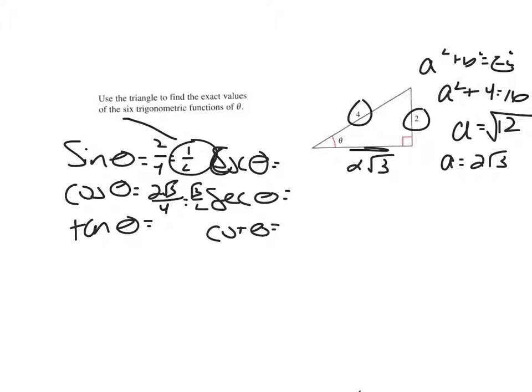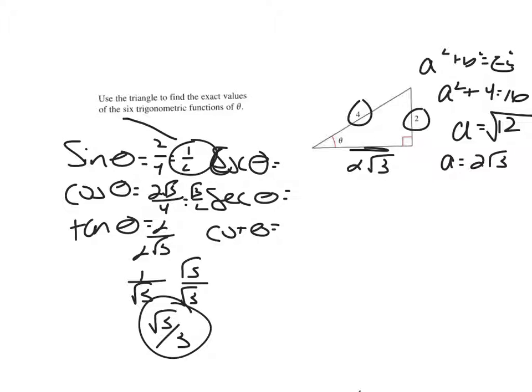Tangent is opposite over adjacent, so 2 over 2 radical 3. Make sure you simplify that and rationalize. So you're multiplying by radical 3 over radical 3, and you get radical 3 over 3. If that was too fast for you, just check back, make sure you understand how that works.